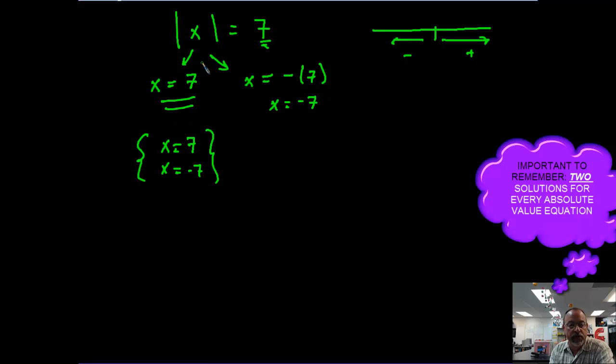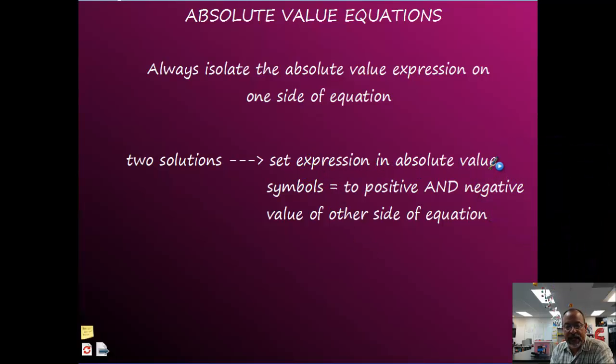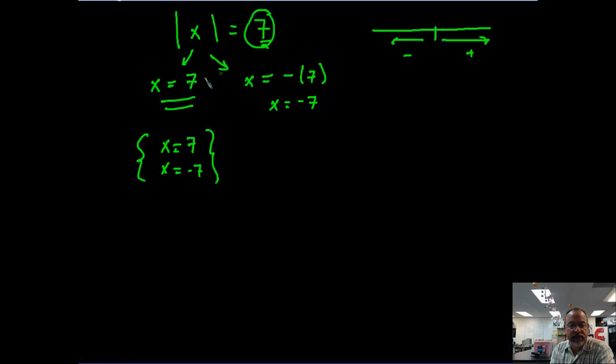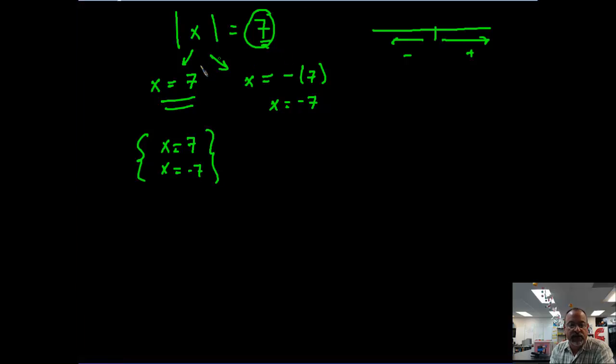So basically what you do, and this goes back to what I said right here, you take the expression in the absolute value and you set it equal to the positive of this. So I set it equal to positive 7. And then you also set it equal to the negative of the other side of the equation. So notice I set what's inside, x, equal to the negative of what's over here. And that's true for whatever is over here.